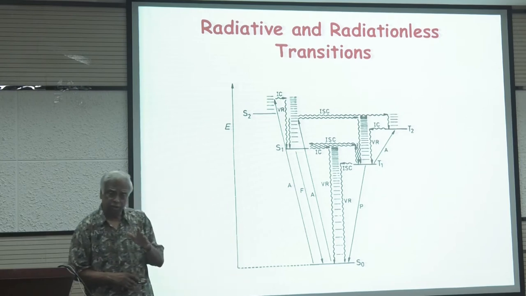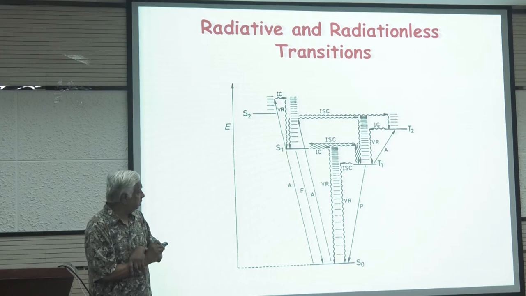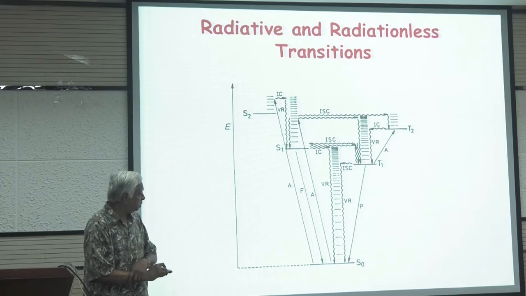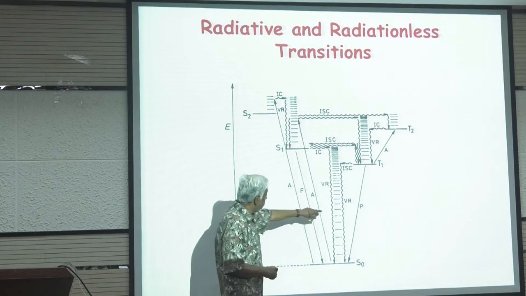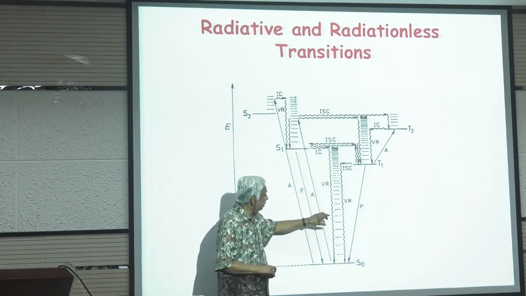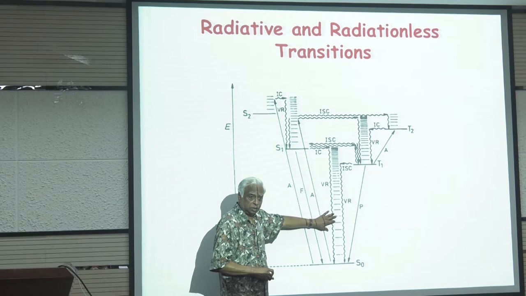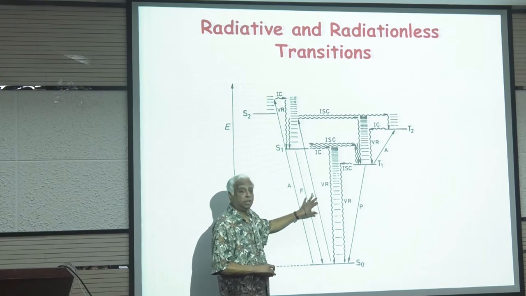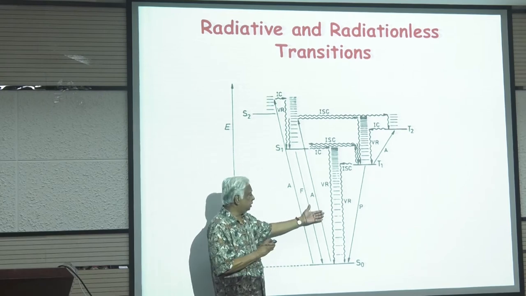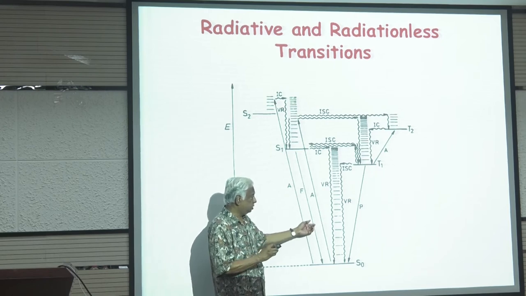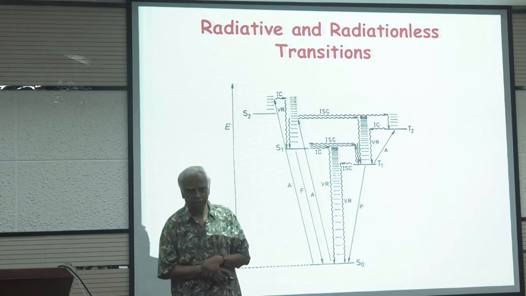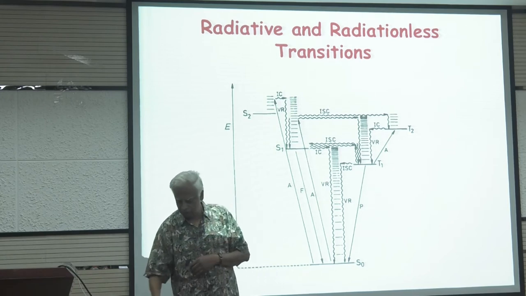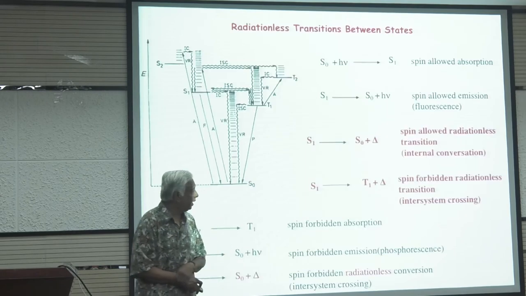But they are important because the radiative process, fluorescence, is always competing with the radiationless transitions. Since this one and this one are competing, you need to know a little bit about this. If this process is predominant, then you will not see fluorescence. If this process is not as important, then you will see fluorescence. Same thing right here. So what are these radiationless transitions? That is what we want. Okay? Now, okay, here.